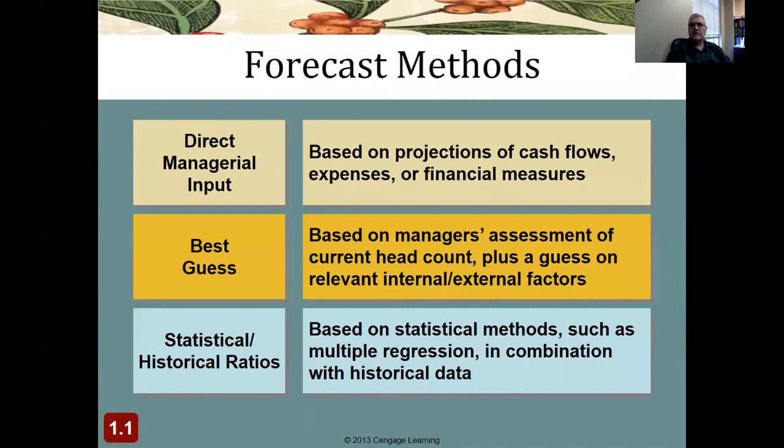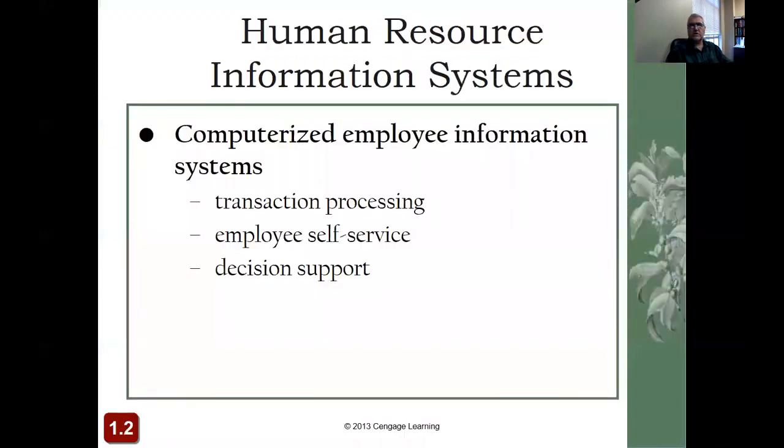Then the forecasting methods: direct managerial input based on projection of cash flows, expenses, or financial measures. Best guess based on managers' assessments of current head count. Also, anything related to internal and external factors helps managers make decisions about forecasting, about predicting future HR needs. Statistical, historical ratios can be used to determine what we need, based on statistical methods such as multiple regression in combination with the historical data.